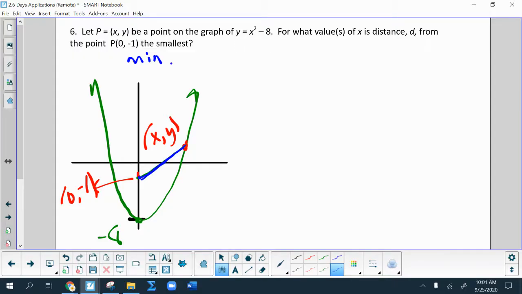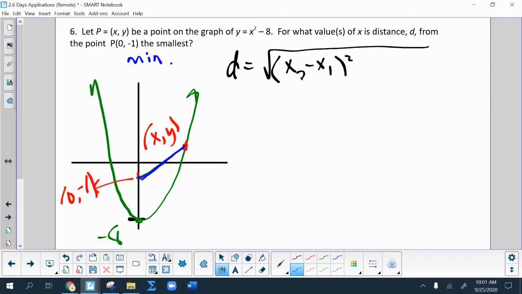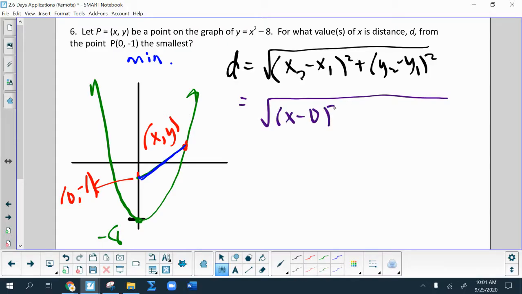So you need to write an equation for the distance between 2 points. So hopefully you remember that formula. If you don't, here it is. The distance between 2 points is the square root of x2 minus x1 squared plus y2 minus y1 squared. Okay. So with the 2 points I have here, this becomes the square root of x minus 0 squared plus y minus -1, so y plus 1 squared, okay, distance.